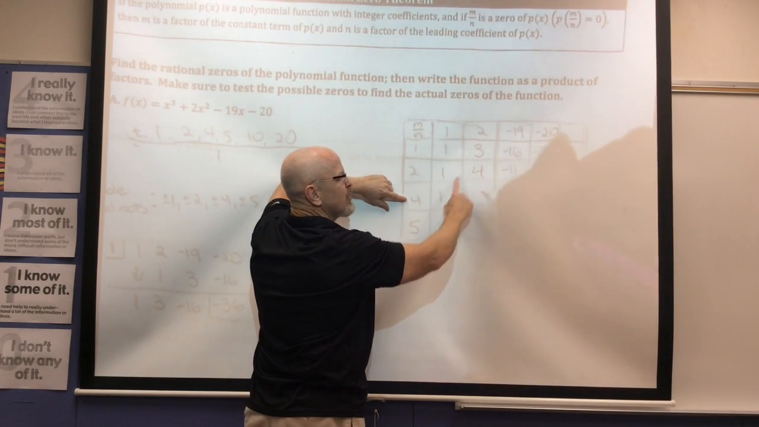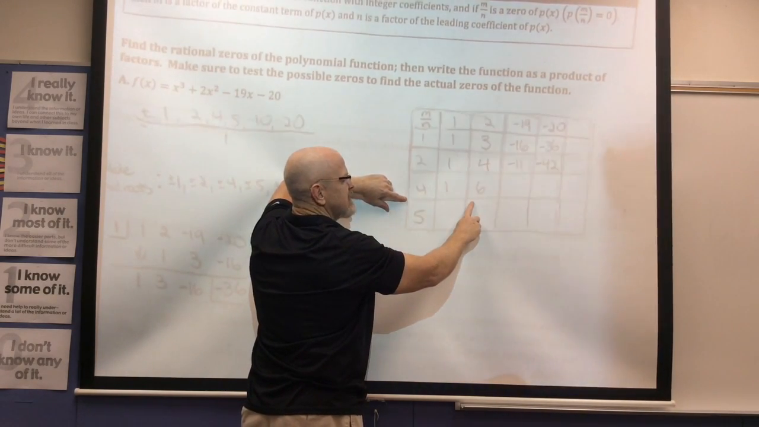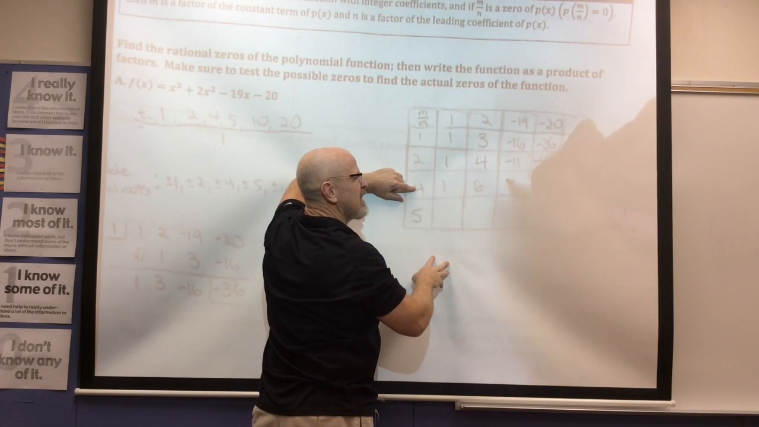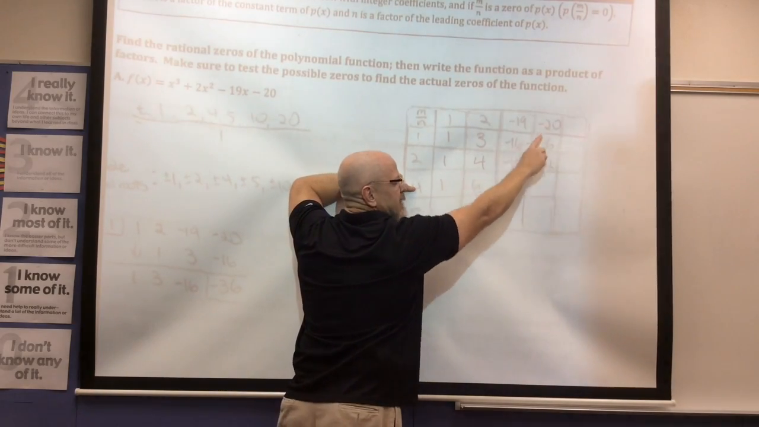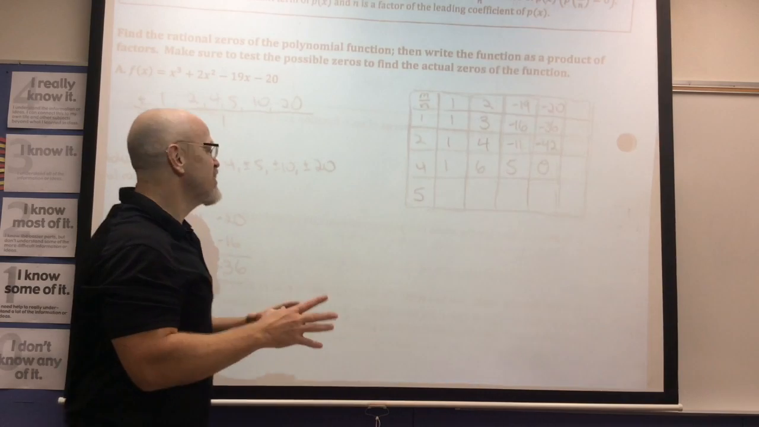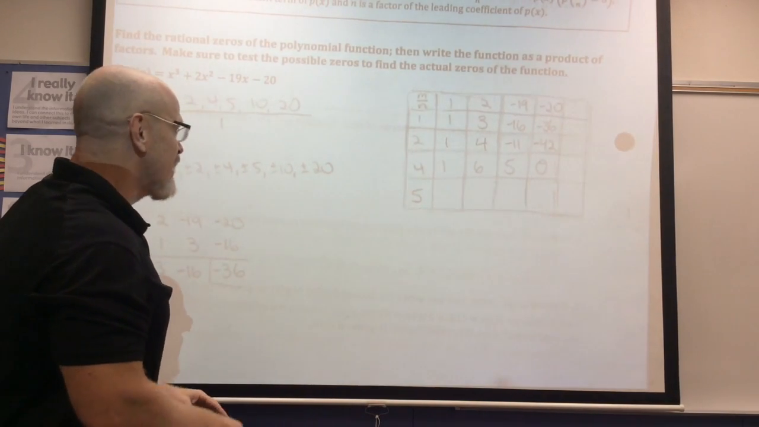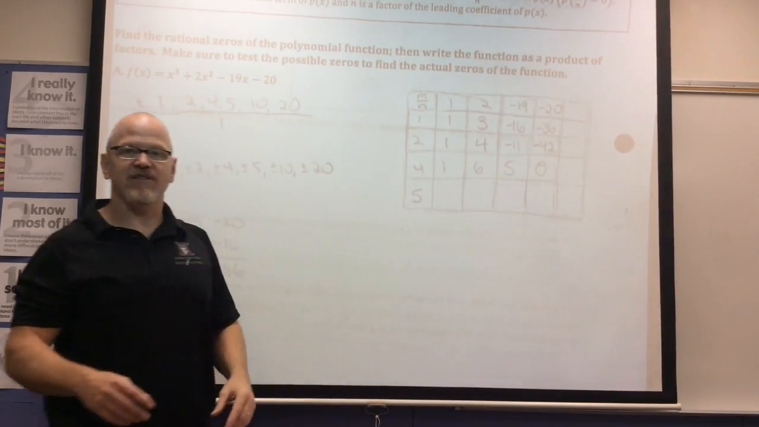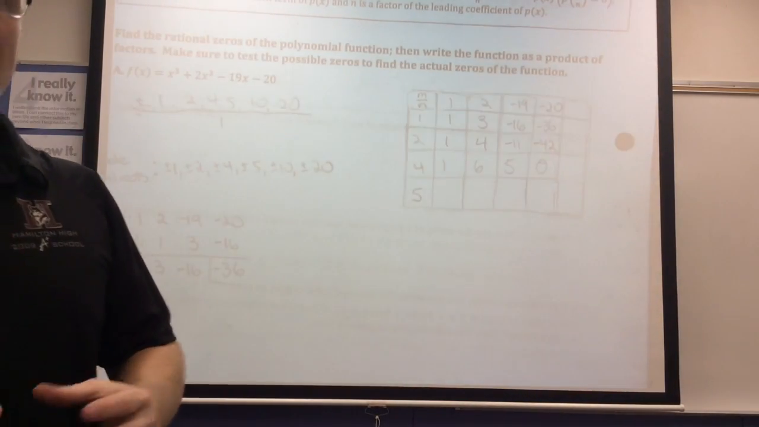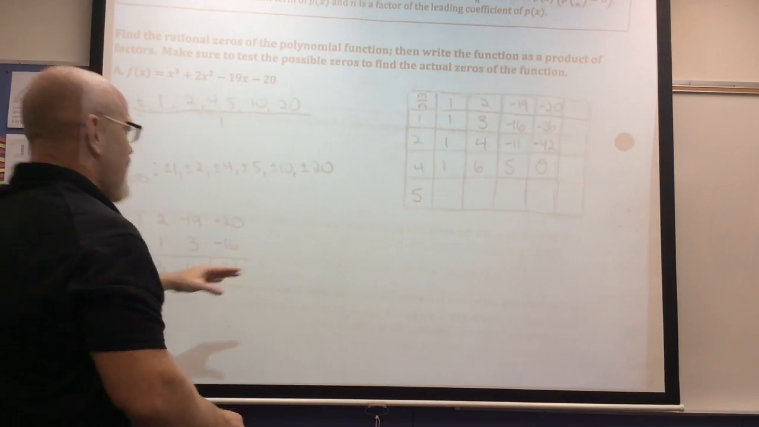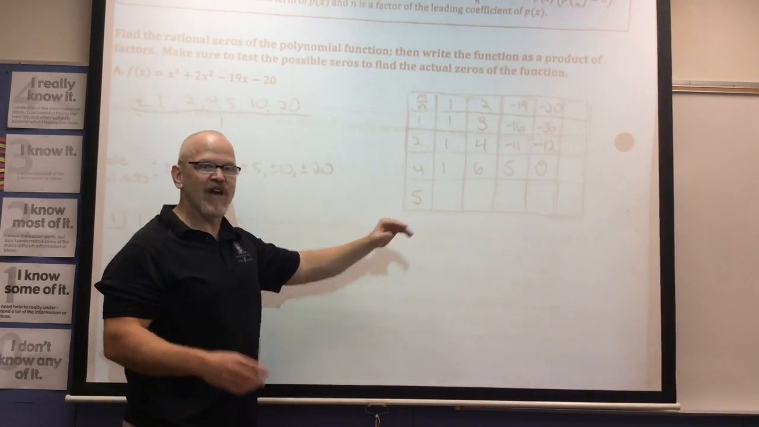4 times 1 is 4 plus 2 is 6. 4 times 6 is 24 plus negative 19 is 5. 5 times 4 is 20 plus negative 20 is 0. Do we have a root? Yes. So one of our roots is 4. That means the actual factor is x minus 4.